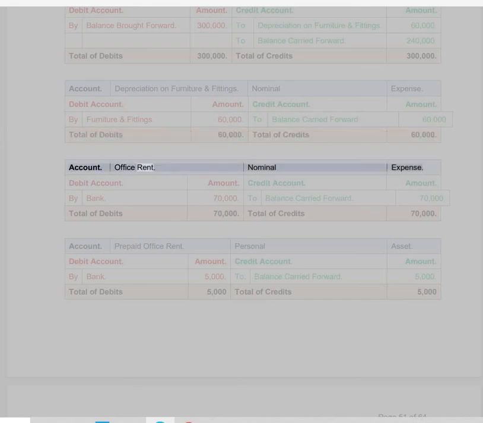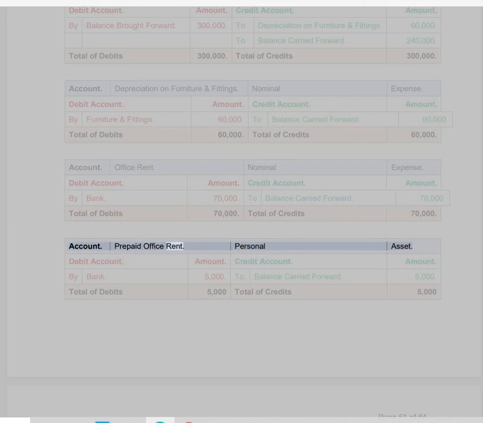Account: office rent. Nominal expense. Debit account, amount. Credit account, amount. By bank, 70,000 to balance carried forward. 70,000, total of debits 70,000. Total of credits 70,000.